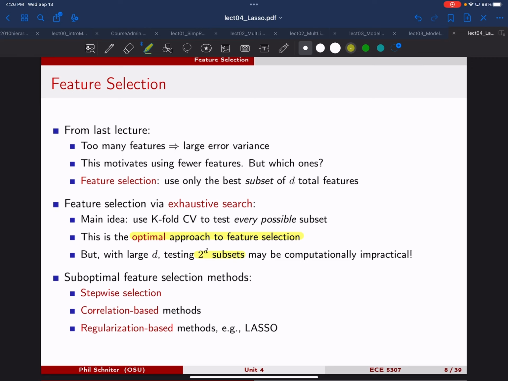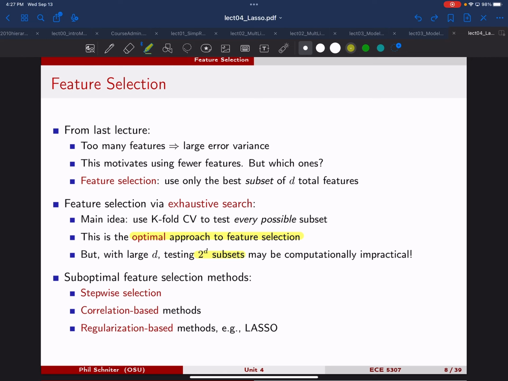But basically, for every subset, you're going to get a score, and finally you can just compare your cross-validation scores for all your 2 to the power d subsets, and you just choose, let's say, the lowest mean squared error. Okay, so that's the optimal approach. Trouble is, it's really expensive, especially for most practical values of d.